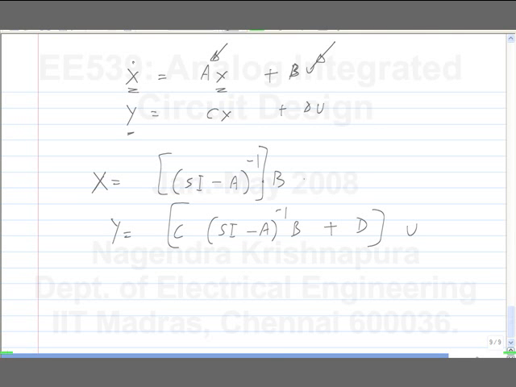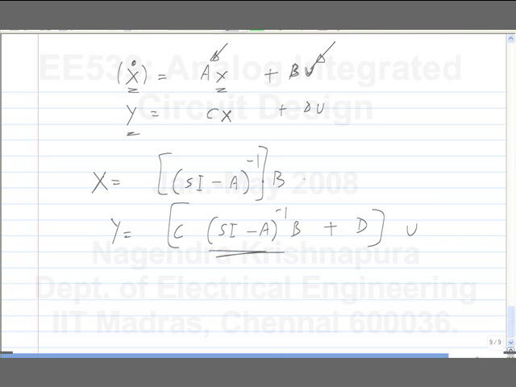Y is some C times X, which means you combine the states in some way and take that as the output. And B times U, where U is the input, is added to the derivative. So B roughly represents where you apply the input. The denominator is not dependent on that. It's only (sI - A) inverse that gives you the denominator polynomial. And you know that the poles are nothing but the eigenvalues of A, right? And you can evaluate it. I think we have done it a few times.